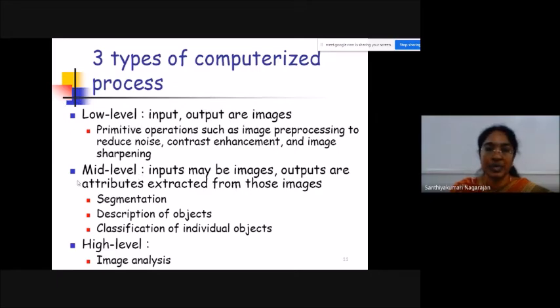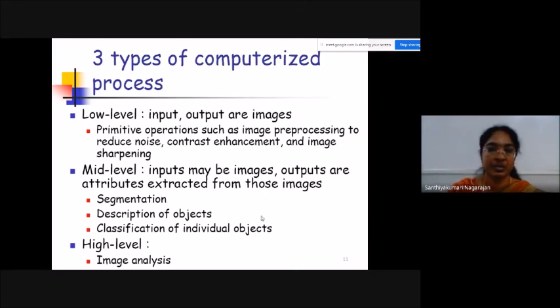Then coming to mid-level processing, your input may be images, but your outputs are attributes. You are concentrating on a particular parameter in which you are very much interested. How you process things is very important. The outputs are attributes extracted from those images, namely through segmentation techniques and description of certain objects. If you want to classify individual objects, your input might be images, but your output might be certain parameters of objects.